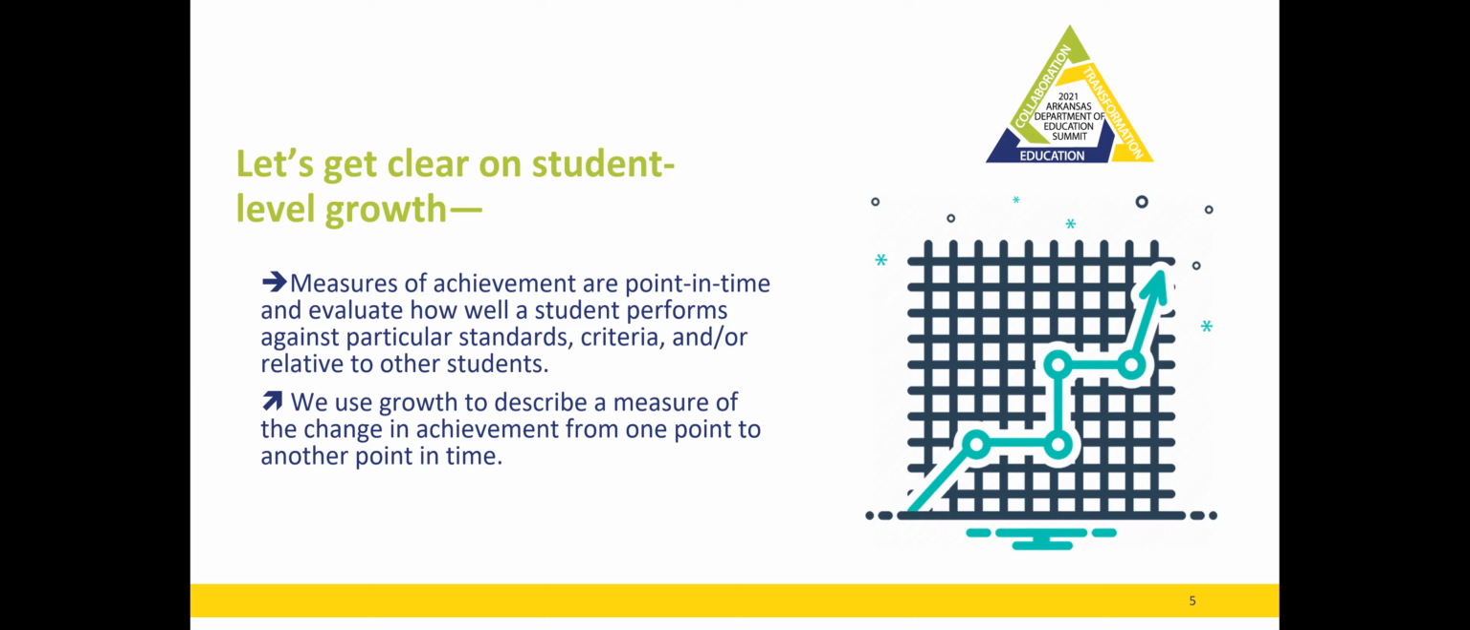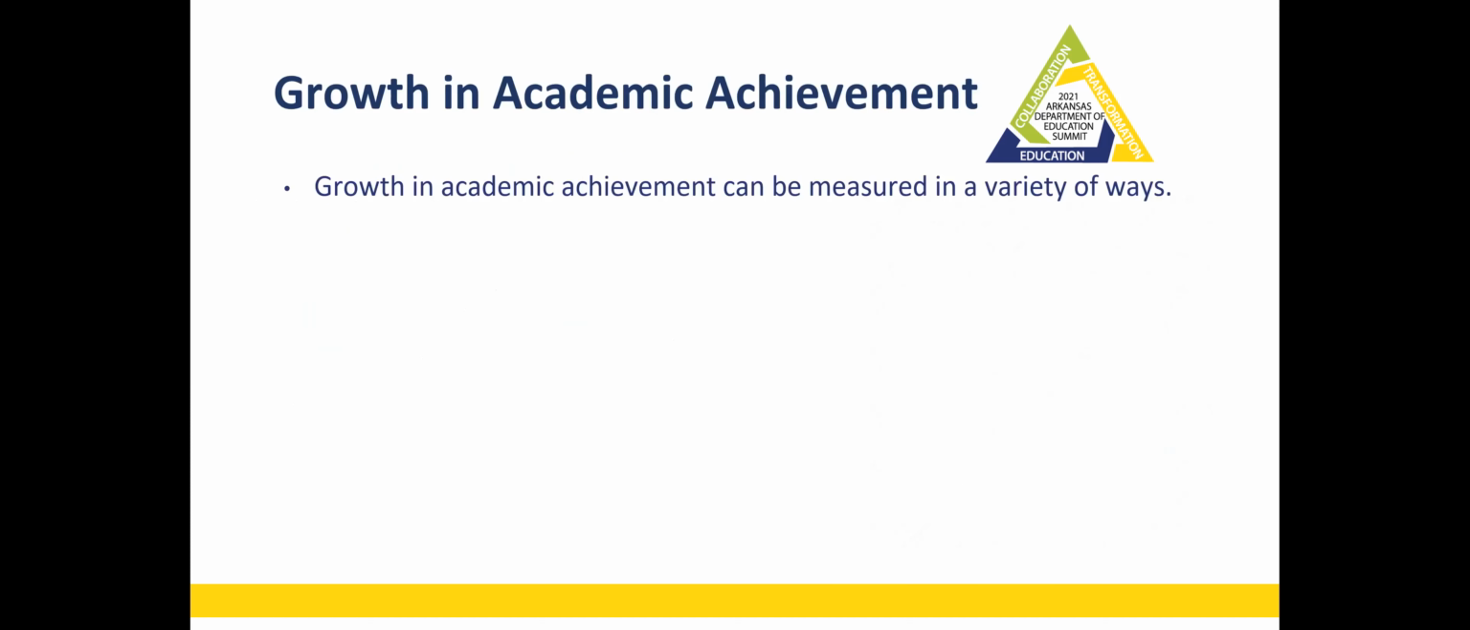So in the case of growth, what we're really interested in is describing those lines on the chart to the right. What's happening between this point in time and this point in time? That's the really important piece that we're interested in when we're talking about growth. And growth in academic achievement can be measured in a variety of ways, and different states use different models.